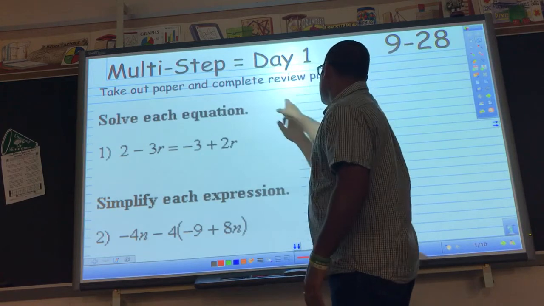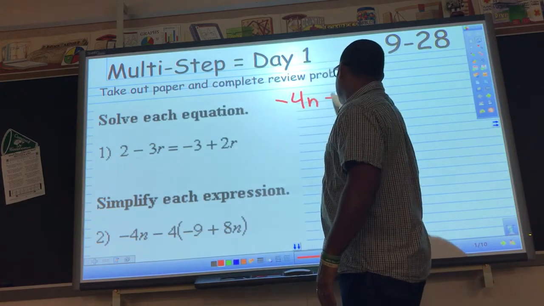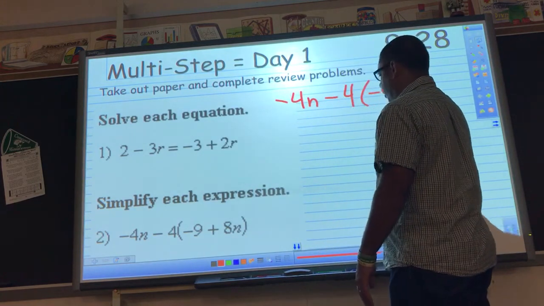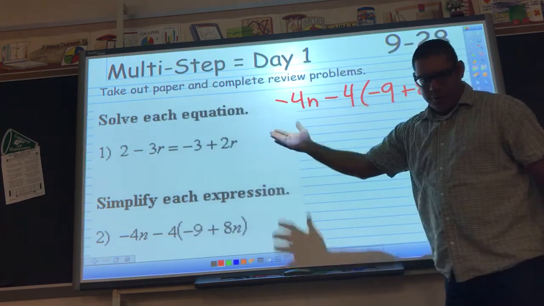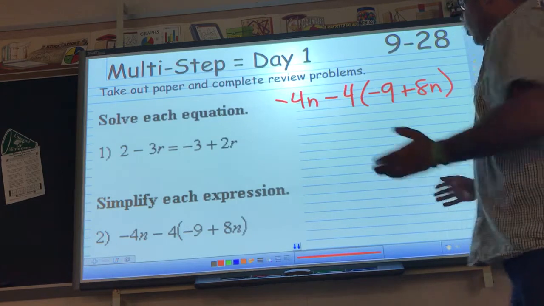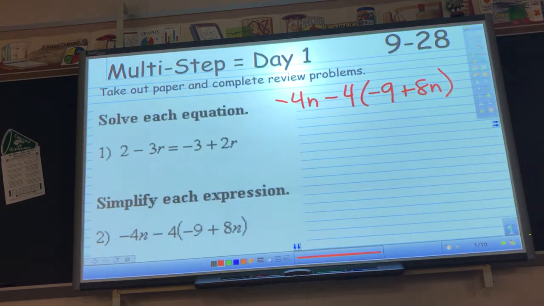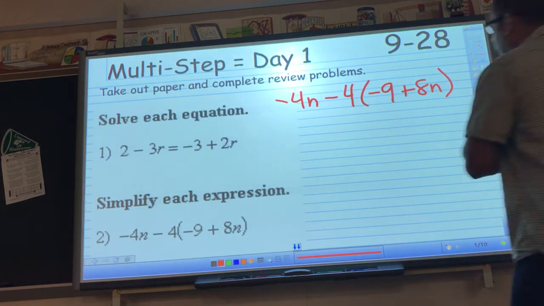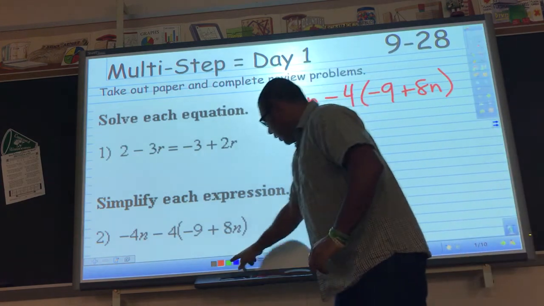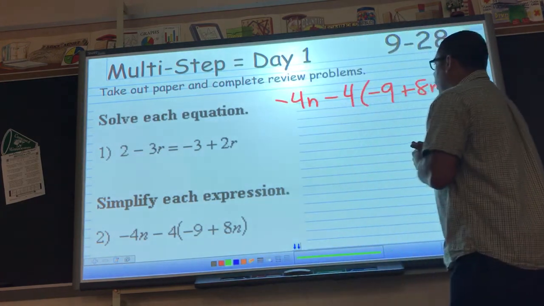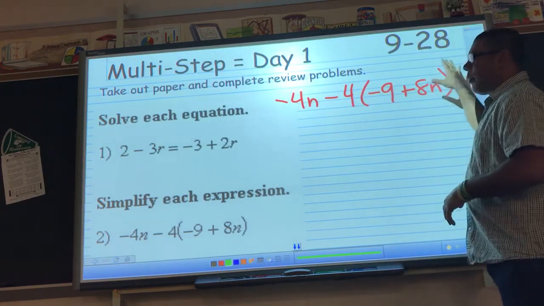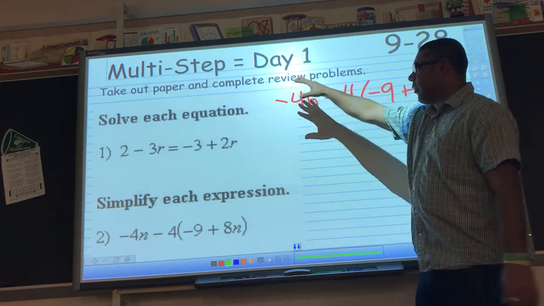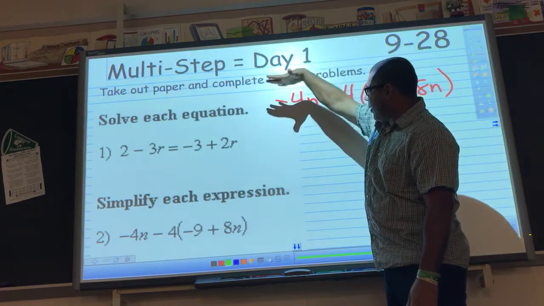For number 2, we have got to recognize one very key part. And that is that there is no equal sign. Okay, so I can't solve something if it doesn't have an equal sign. The only thing I can do with this is I can distribute and I can combine like terms. Okay, so this negative 4n is not a part of the distributive property. So negative 4n, we're going to drop it like it's hot.